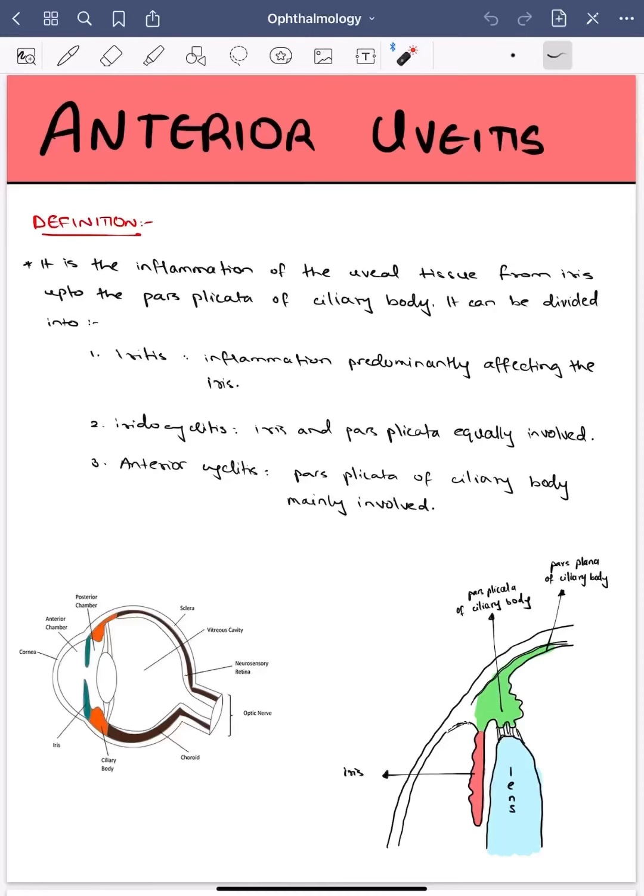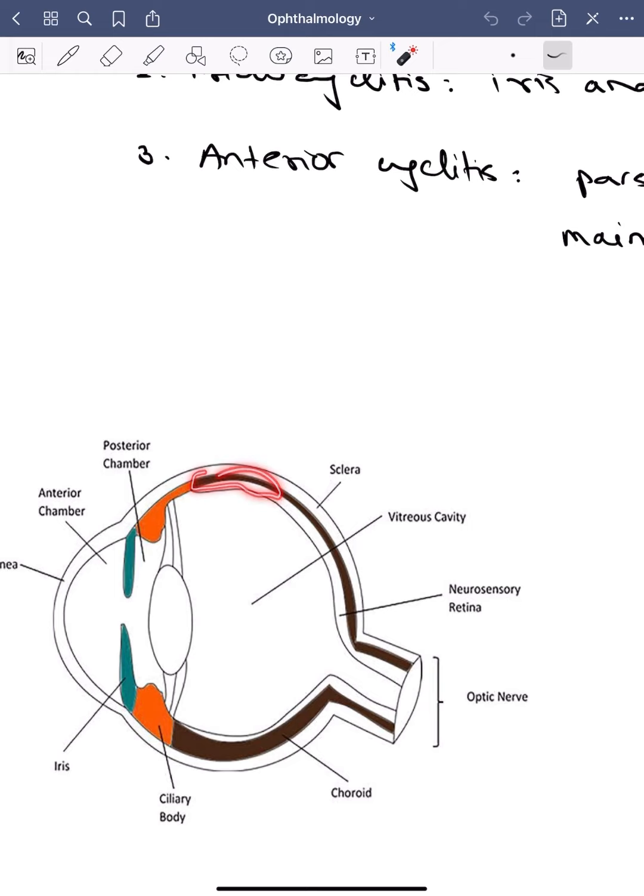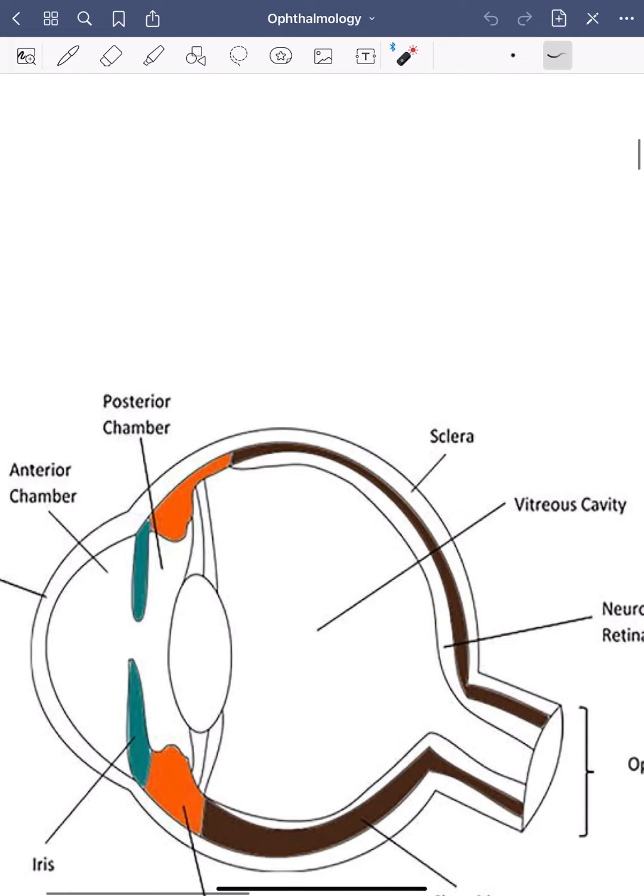In this lecture, we'll be discussing anterior uveitis. Now, the uvea basically consists of the iris, the ciliary body, and the choroid. The ciliary body is again divided into two parts: the pars plicata of the ciliary body and the pars plana of the ciliary body. Now, anterior uvea refers to the iris and the pars plicata part of the ciliary body.